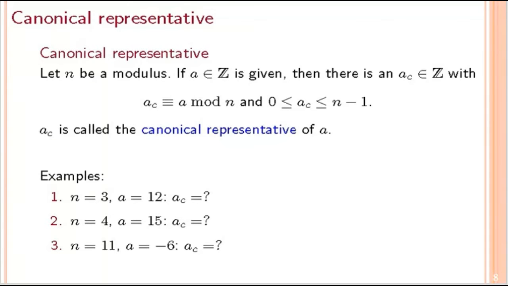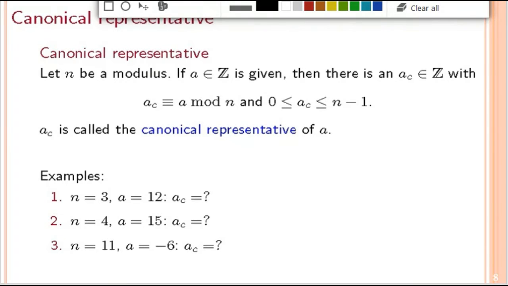Now, what is canonical representation? Let n be a modulus. If a subset of Z is given, then there is an a_c in Z with a_c congruent to a mod n, and here a_c lies between 0 and n minus 1. And a_c is called the canonical representation of a. So, here I put some examples. For example, n equals 3 and a equals 12. Then what is a_c equal to?